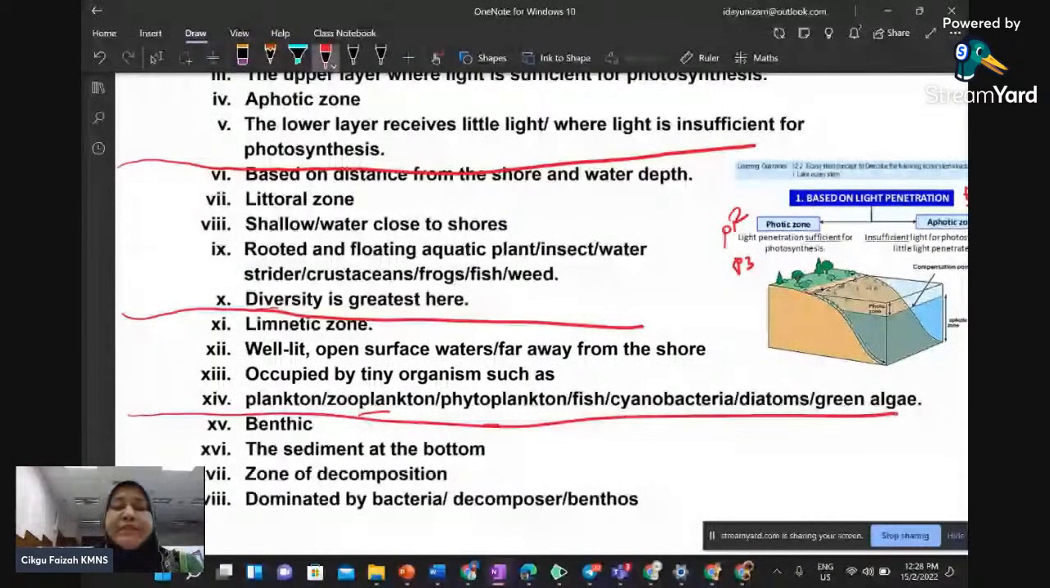Okay, last but not least, they also asked about the benthic zone, zone D, which is occupied by benthos. Most of it, this benthic zone is actually referring to the zone of decomposition. So what organisms will you find there? Most of it is benthos, which are considered bacteria, decomposers and benthos just now.